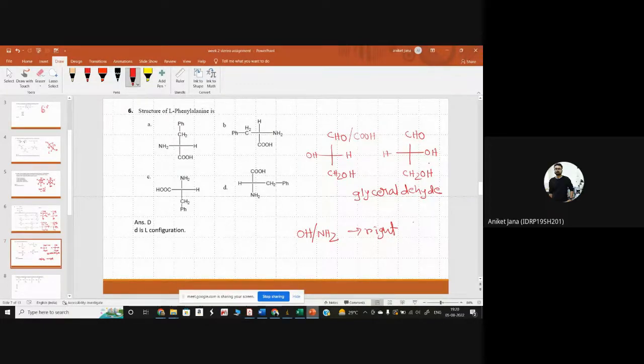No, this is right. If it is on the right side, then it is D. Dextrorotatory, then it is the right side. And if it is on the left side, then it is L, levorotatory, left. Okay, so in our case, which one is the right answer?